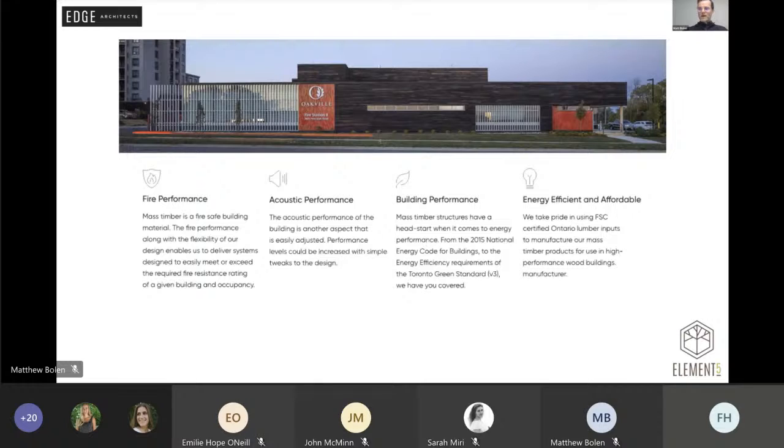Again, we have this great team of product suppliers, engineers, and consultants who work with us on all of our testing of assemblies to make sure that we're providing, particularly in the multi-residential space, the required sound transmission class ratings that are part of building code. Building performance and energy efficiency.